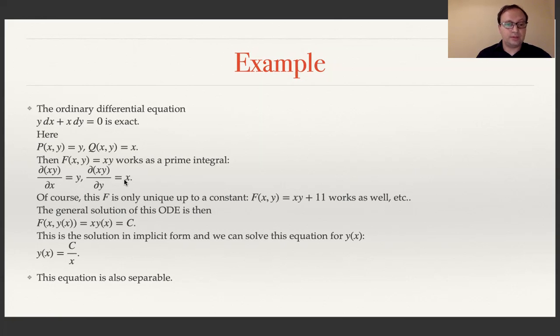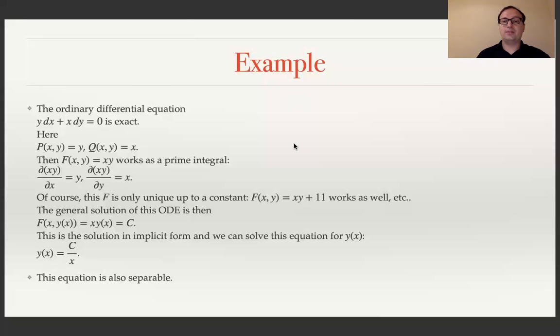Of course, this is only unique up to a constant, because if we add any constant to x times y, for example, if we take F of x and y is equal to xy plus 11, then this is also a prime integral, or xy minus 20, anything xy plus any constant will work.